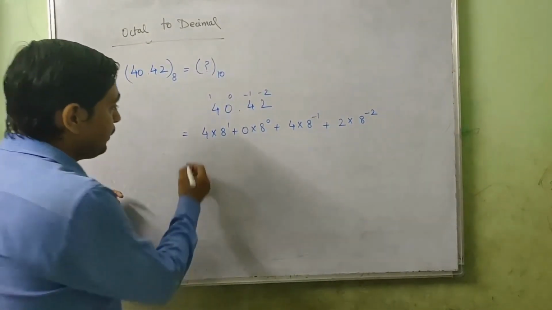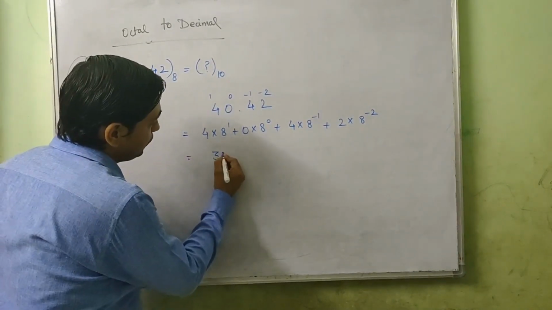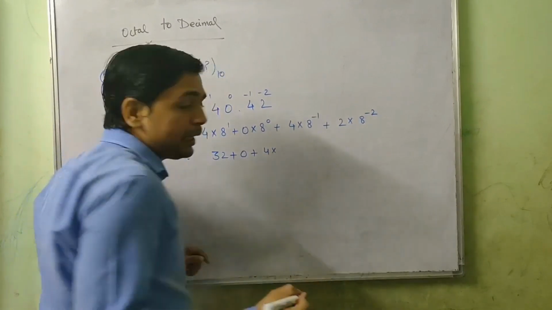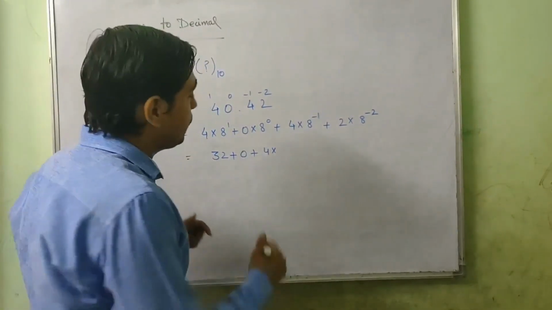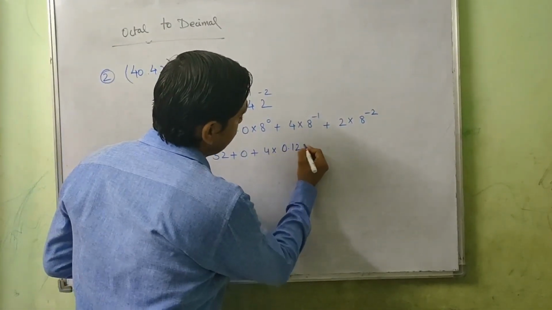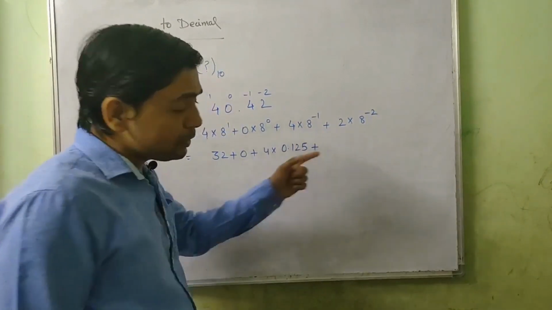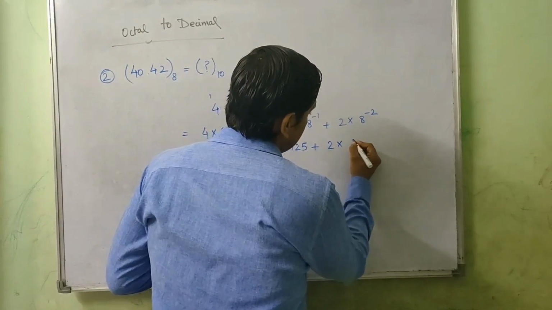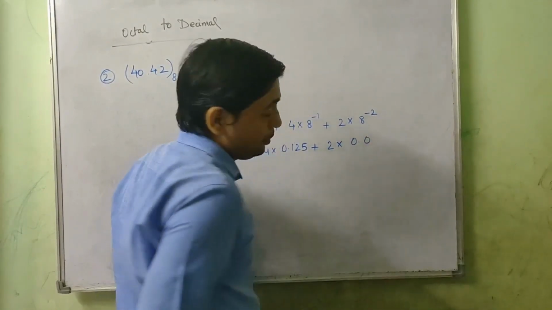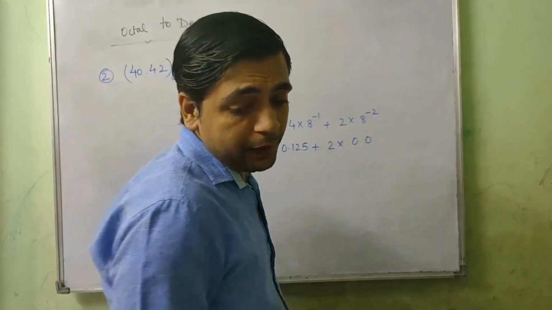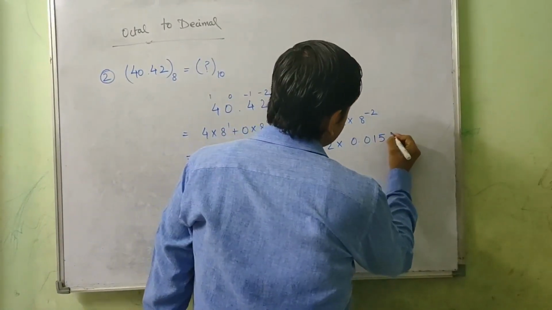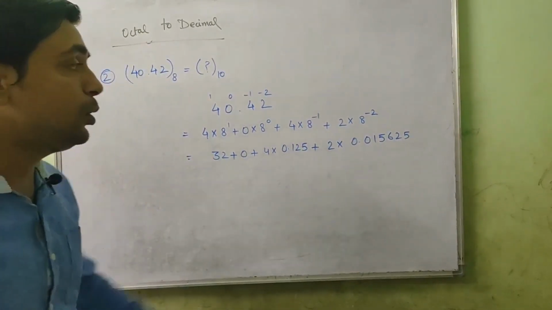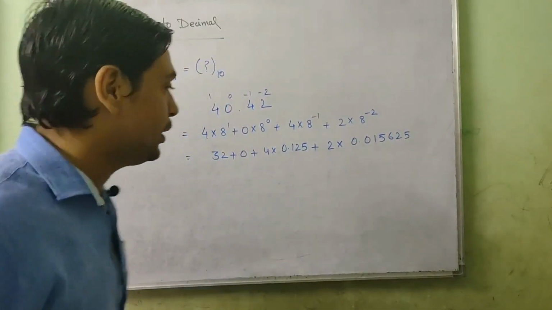Okay, so it will be 8 for the 32 plus 0 plus 4 into 1 upon 8. I calculated it, 1 upon 8 is 0.125. And 1 upon 64 is actually a big number, 0.015625. I calculated this for the help, otherwise you would do 1 upon 64, right?